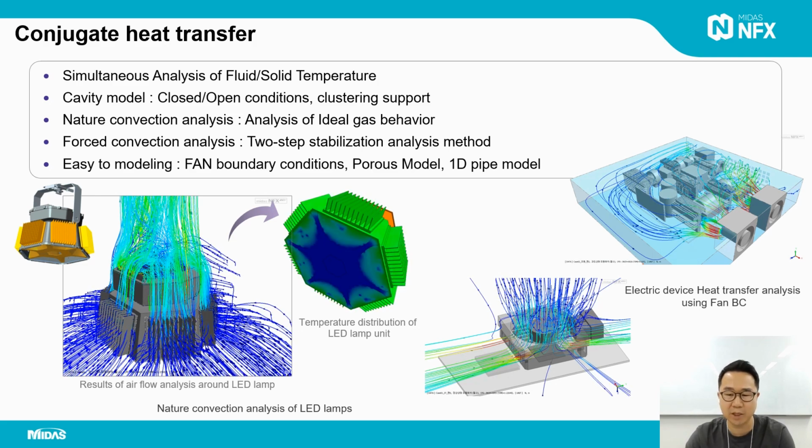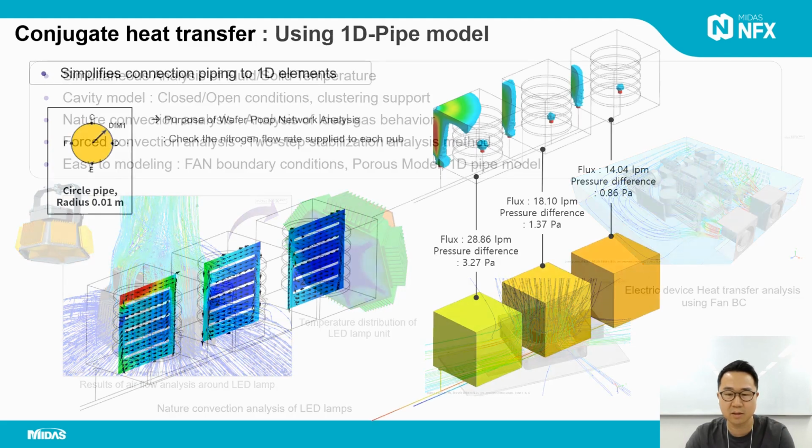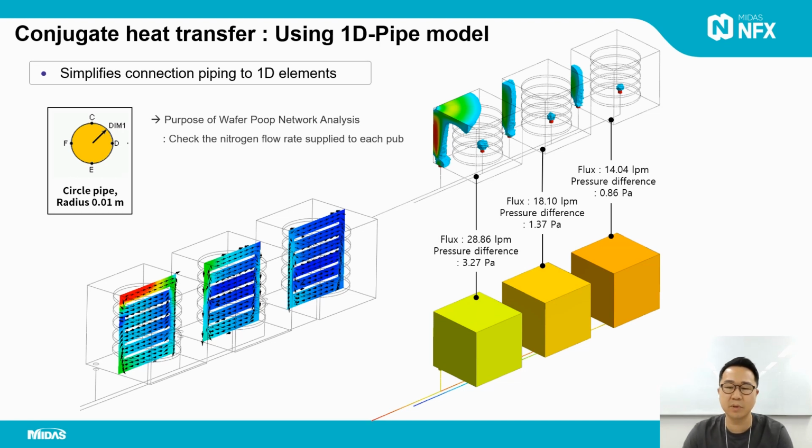As seen in the right figure, pulsed convection using a fan can be quickly and accurately modeled with the fan boundary conditions. This simplified modeling approach can have a significant impact on the analysis of long piping systems. Even with a small number of meshing using 1D elements, NFX can produce analysis results that accurately consider real-world physical phenomena in complex piping modeling.